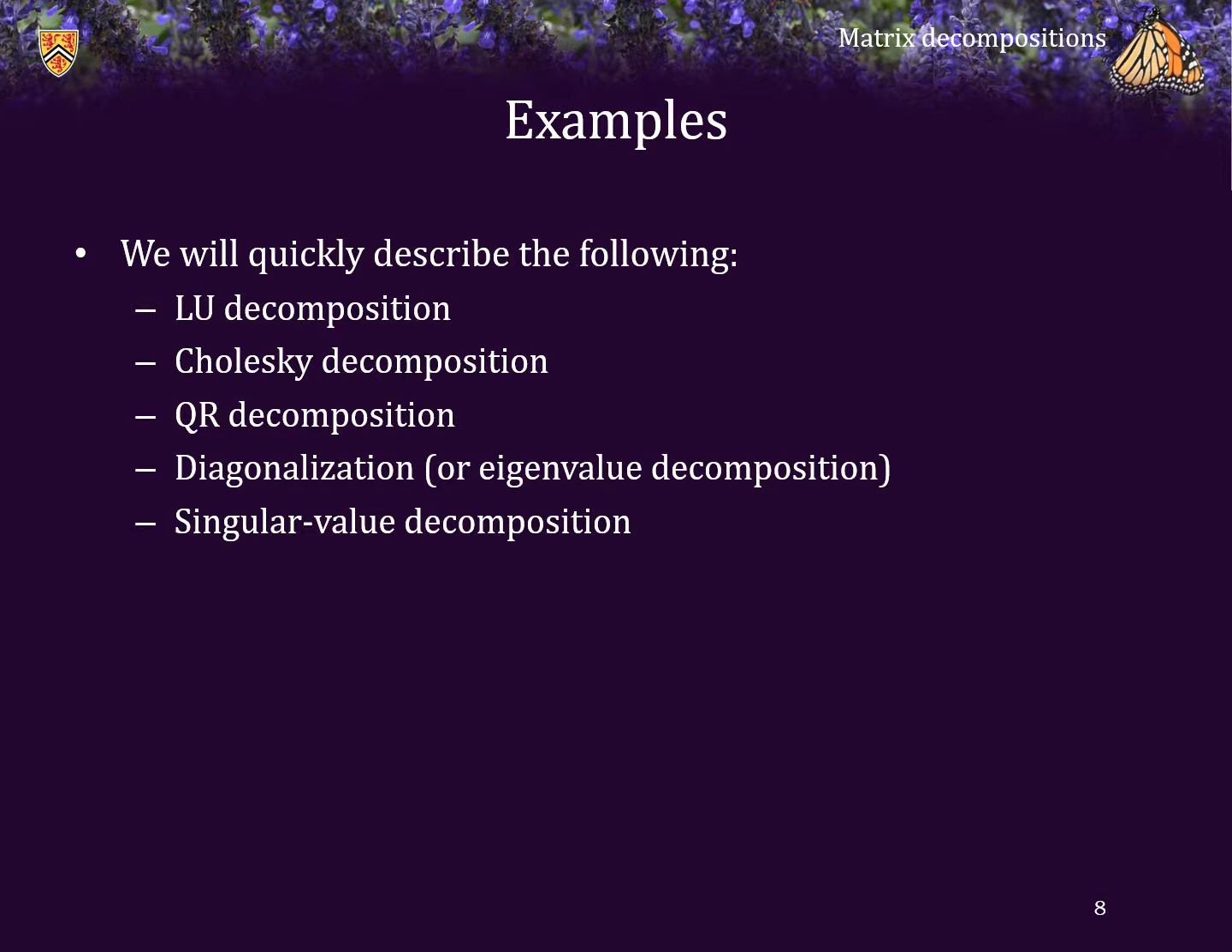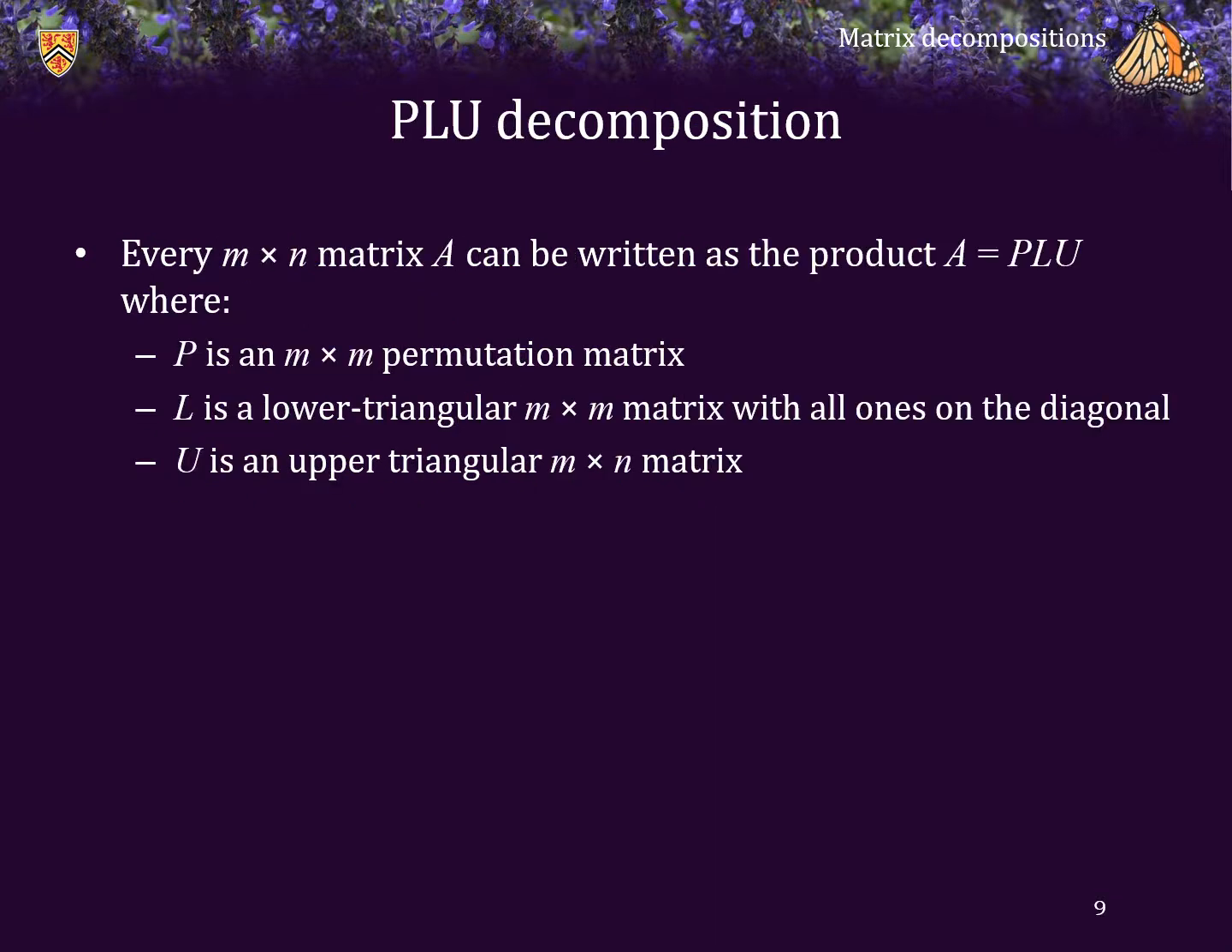However, in this introductory topic, we will actually describe 5 different decompositions: LU decomposition, the Cholesky decomposition, QR decomposition, diagonalization, and the singular value decomposition. Now, the PLU decomposition, which we will cover much more in detail in the next topic, basically says that every m by n matrix A can be written as a product A equals P times L times U, where P is an m by m permutation matrix.